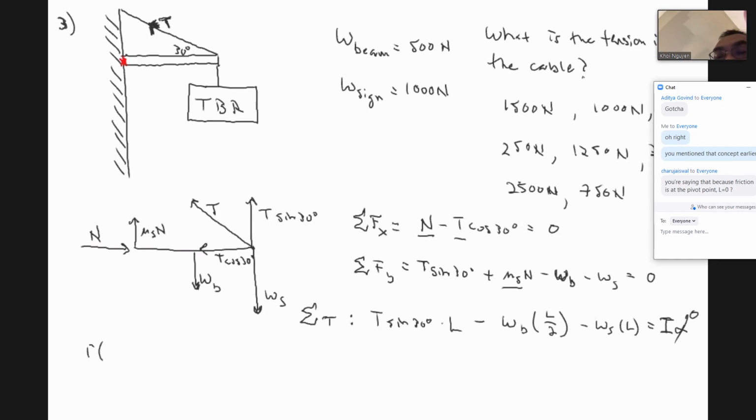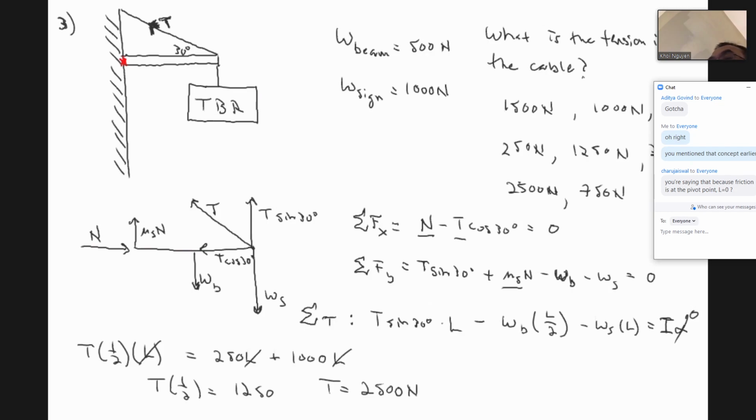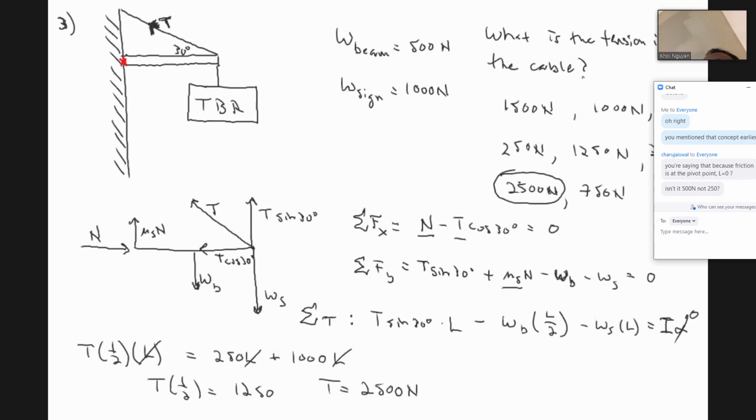So T times 1/2 times L is equal to the weight of the beam, which is 500 divided by 2, so it's 250 L, plus the weight of the sign, which is 1,000 L. Let's get rid of all the L's because every term has an L in it. All I did was add it to the other side. So tension times 1/2 is equal to 1250. So tension is equal to what? 2,500 newtons. Divided by 2 right here.